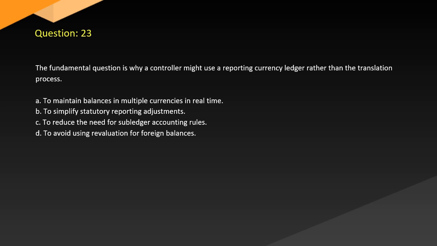Question 23. The fundamental question is why a controller might use a reporting currency ledger rather than the translation process. A. To maintain balances in multiple currencies in real time. B. To simplify statutory reporting adjustments. C. To reduce the need for subledger accounting rules. D. To avoid using revaluation for foreign balances.